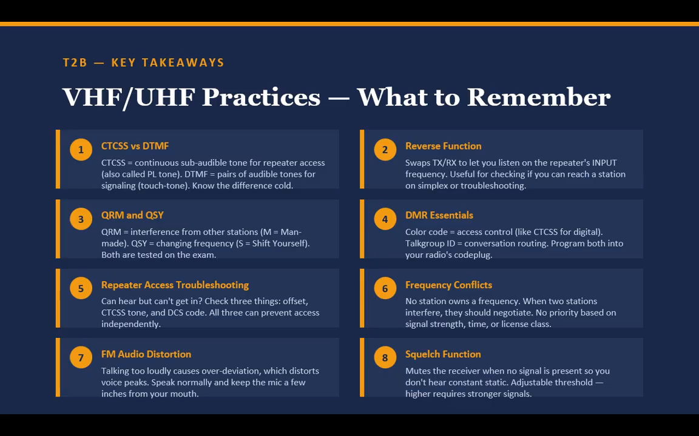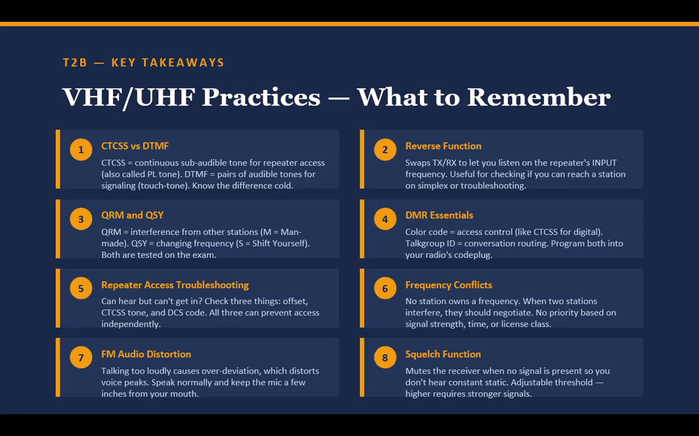3. QRM and QSY. QRM is interference from another station. M equals man-made. QSY, changing frequencies. S equals shift yourself. Both are tested on the exam. 4. DMR essentials. Color code equals access control, like CTCSS for digital. Talk group ID equals conversation routing. Program both into your radio's code plug.